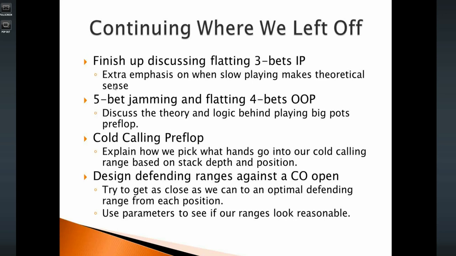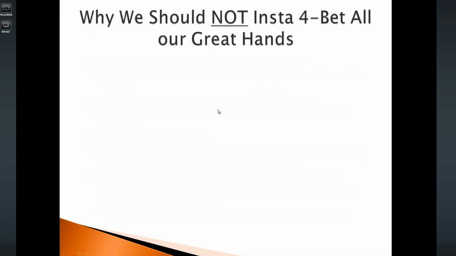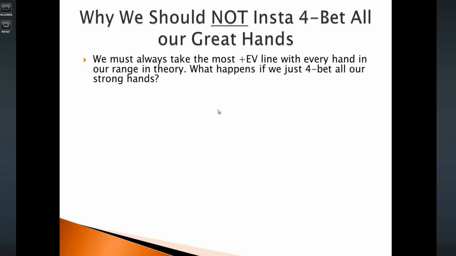Hopefully we'll be able to cover all this in this video. If not, it'll get pushed to another video. Why we should not insta-4-bet all our great hands. We must always take the most plus EV line with every hand in our range in theory. What happens if we just 4-bet all our strong hands?